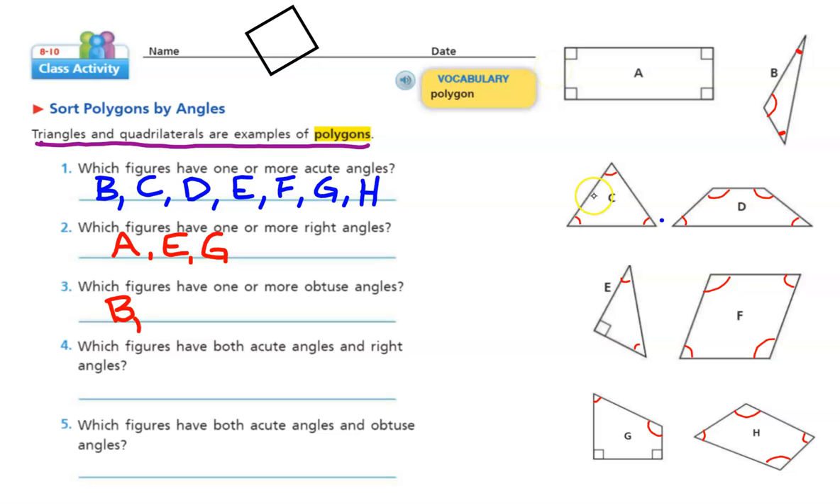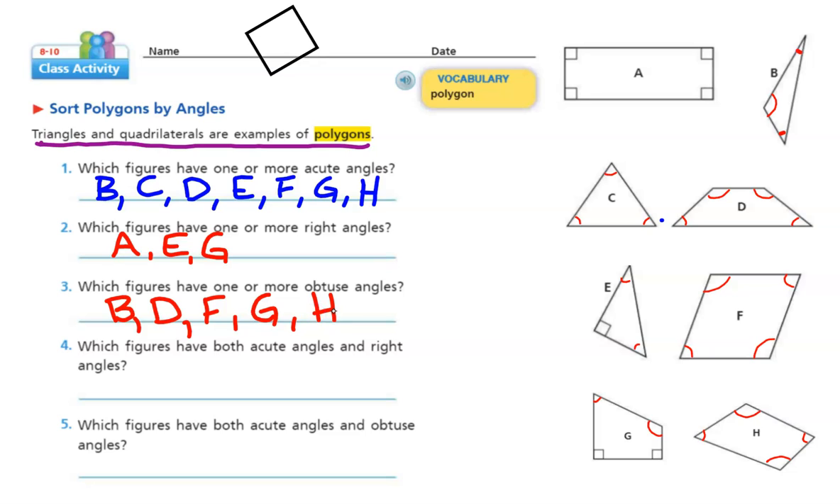Okay. For C, I see 3 very small angles. I think those are all acute. So C is not going to work. But D works because there are 2 obtuse angles right there. So D would work. E, that looks like a 90-degree angle and then 2 acute angles. So not for E. For F, I've got 2 acute and 2 obtuse. So F will work. For G, I have one of everything, which is kind of cool. So we'll put G there. And then for H, once again, I have 2 acute and 2 obtuse. So H would also work.